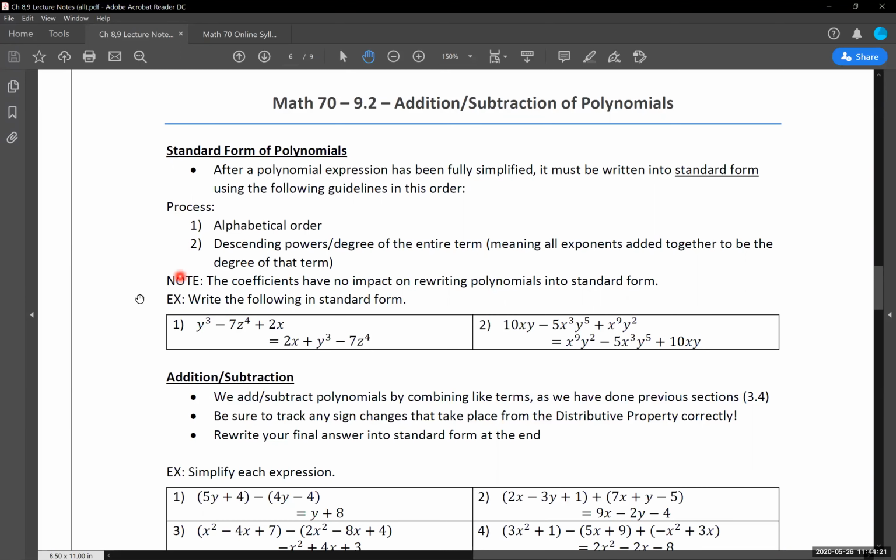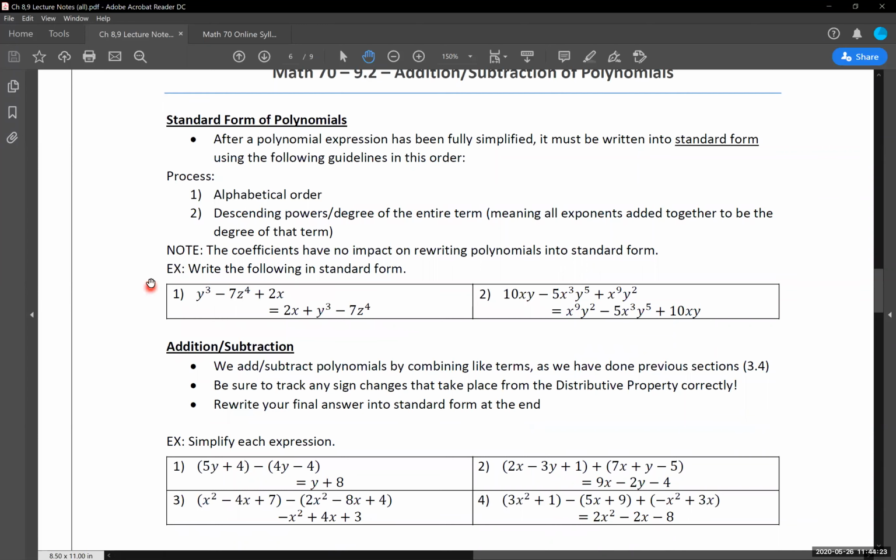So we'll go through our first two examples that we have here. We want to write the following into standard form. So I'm starting with y to the third minus 7z to the fourth plus 2x. I cannot simplify anything down for this expression. I cannot do any addition, subtraction, multiplication, or division. So I just want to reorganize this into standard form.